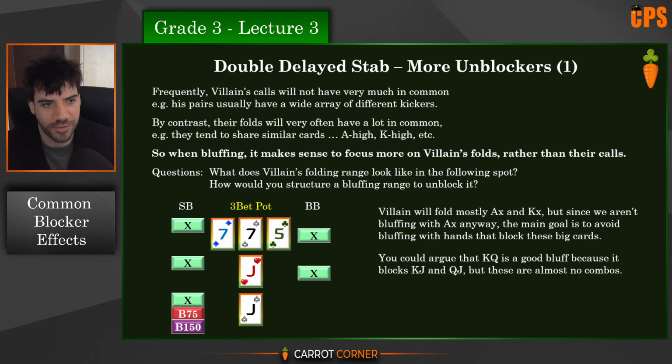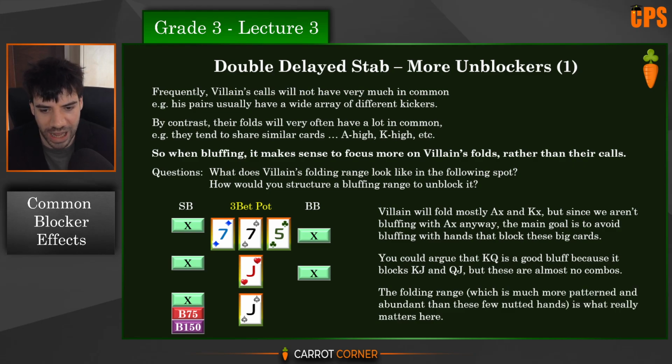You could argue at first glance that king-queen is a good bluff because it blocks king-jack and queen-jack, but these are basically no combos. The problem here is that villain doesn't actually have these hands much because firstly they don't 3-bet them a ton pre-flop, and secondly they bet the turn a lot of the time if not the flop with these holdings. The folding range, which is much more patterned and abundant than these few nutted hands, is what really matters, and that's mostly going to be king high, ace high.